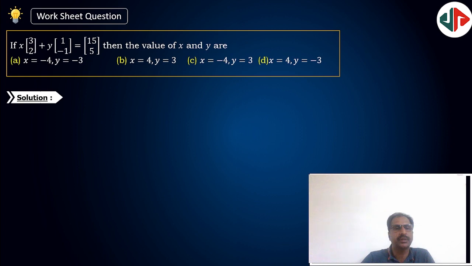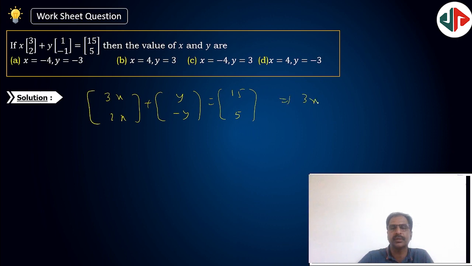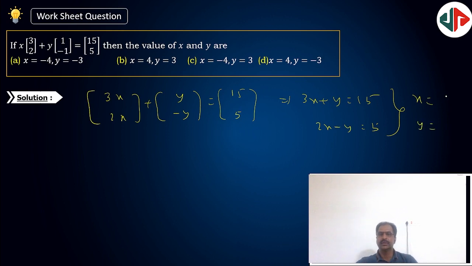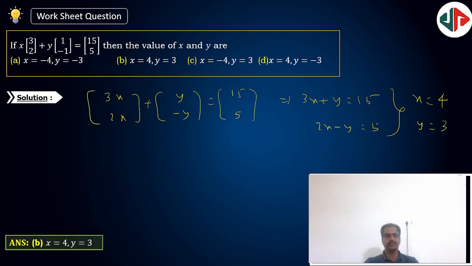Next, the given condition I am writing like this. X into 3 2 means 3x, 2x, plus y, minus y, equals 15, 5. From this, 3x plus y is equal to 15, 2x minus y is equal to 5. By solving these two, if you add them, you will get 5x is equal to 20, x is equal to 4. If x is 4, what will be y? 3. So x is 4 and y is 3, the correct answer. Option B.